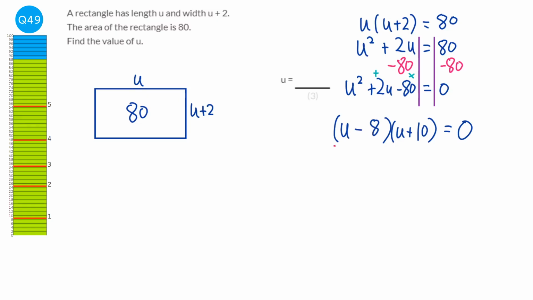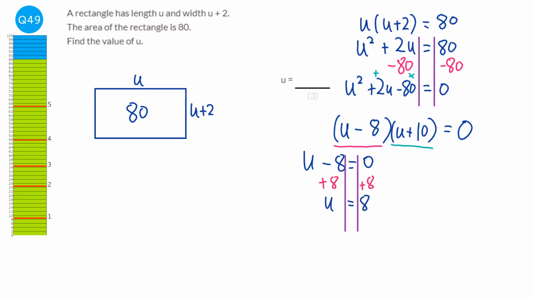Okay, last thing is we get each of our brackets equal to 0. So we can solve them. Let's just do this in normal colour. So U minus 8 equals 0. And let's solve that. And so we're going to add 8 both sides. And we've got U equals 8.